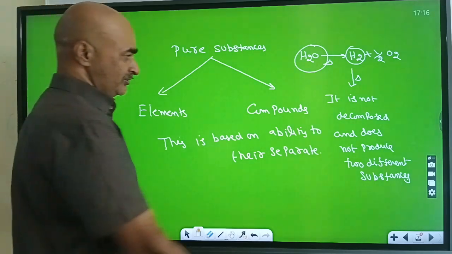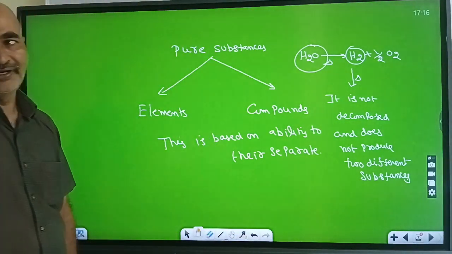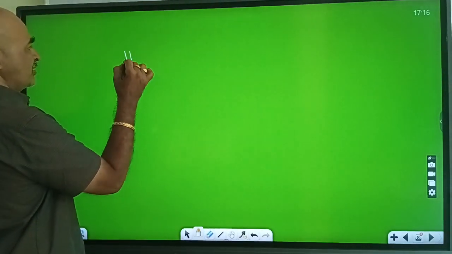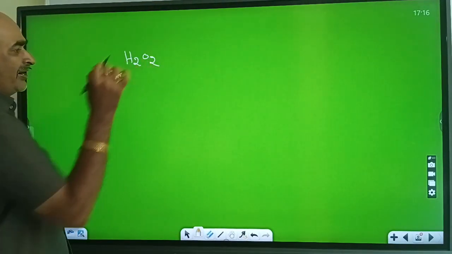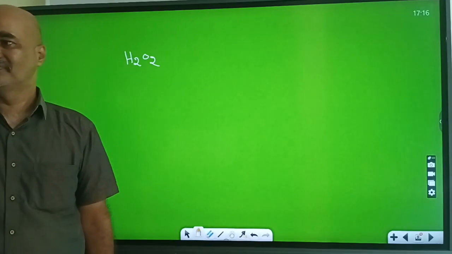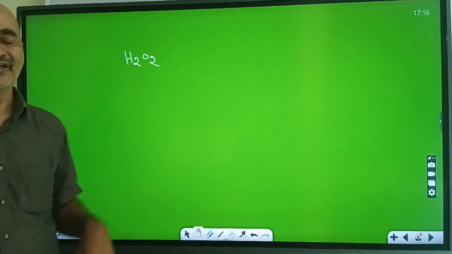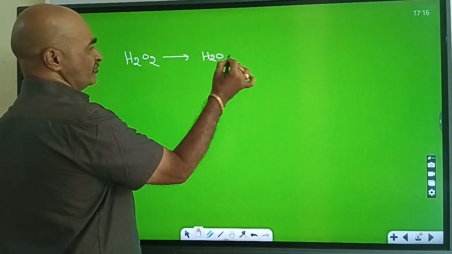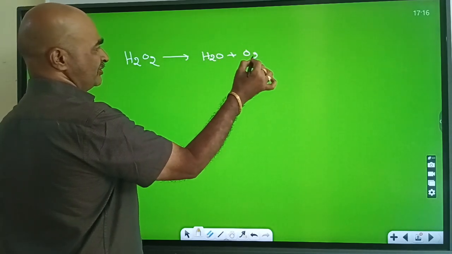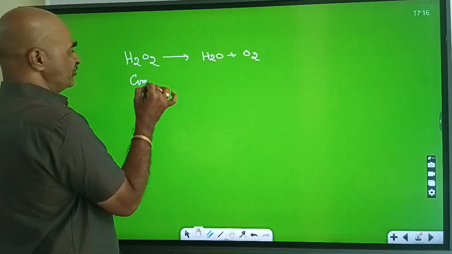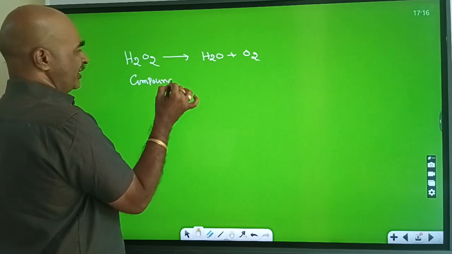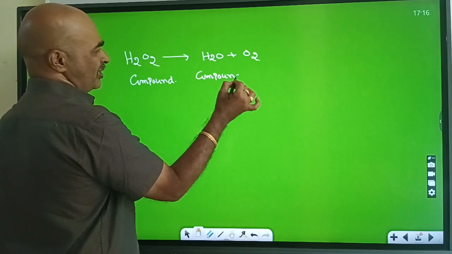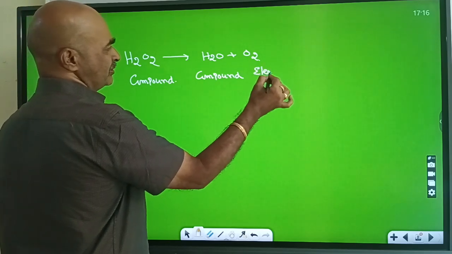And another example, among many more examples: hydrogen peroxide. Hydrogen peroxide is a compound. It is not an element. Why? When hydrogen peroxide is heated, it produces H2O plus oxygen. So H2O2 is a compound. Again, H2O is a compound. Oxygen is an element.